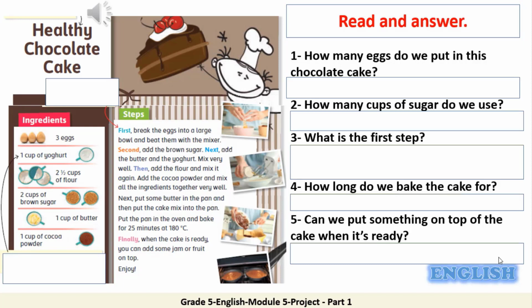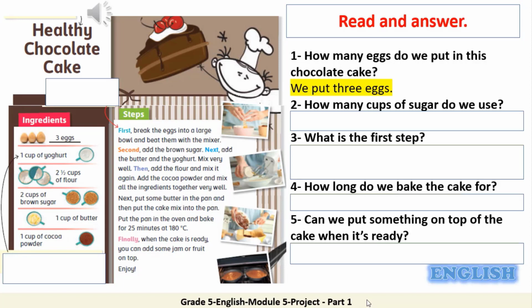Let me help you to do the first one. Number 1. How many eggs do we put in this chocolate cake? We put 3 eggs. Don't forget to underline your answers on that text. Let's shadow read. Go on. Module 5. Project. Read a recipe for chocolate cake.